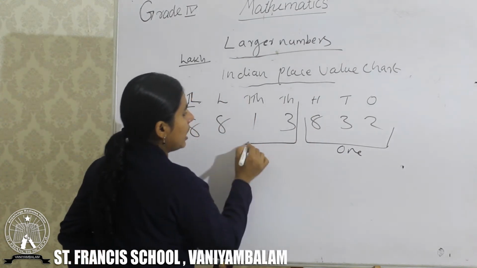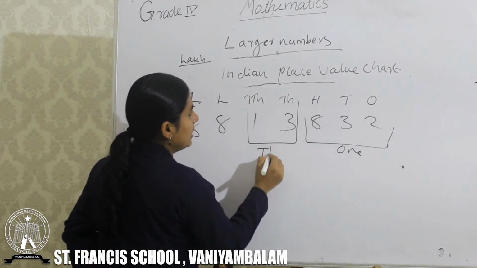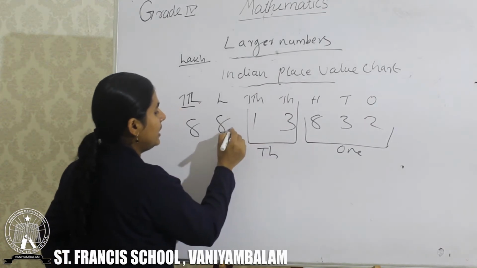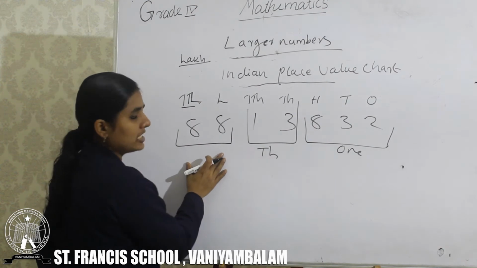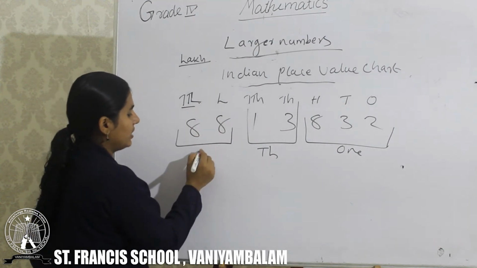The next one is the thousands period. Which is the thousands period? Ten thousands and thousands. This is the thousands period. Which is the lakhs period? Lakh and ten lakh. That is the lakh period.